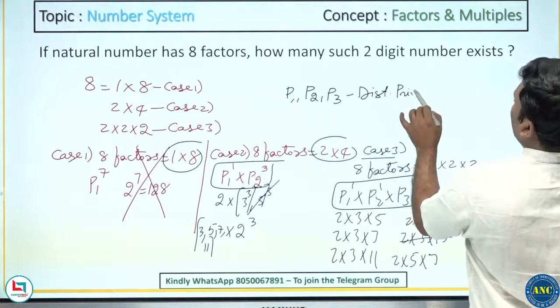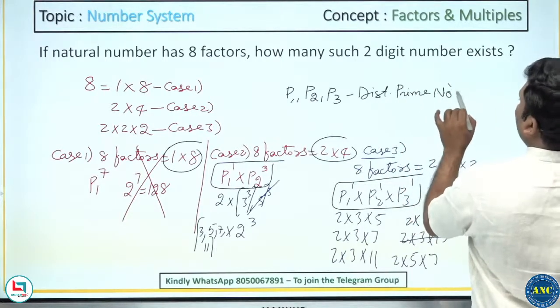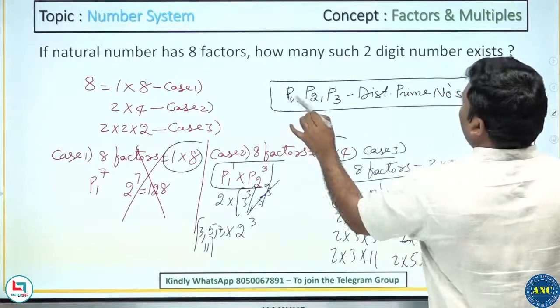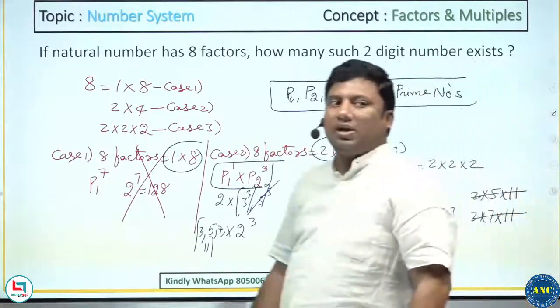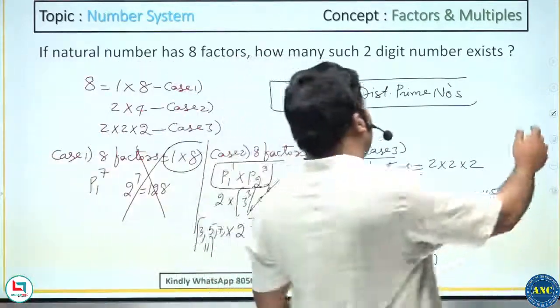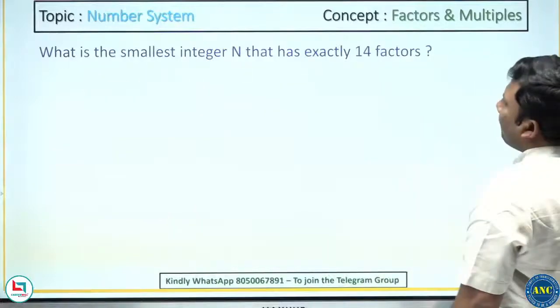We just cannot ignore advanced level factors and multiples. These kinds of questions are very frequently asked in your examinations. P1, P2, P3 are distinct prime numbers. I hope the idea is clear.